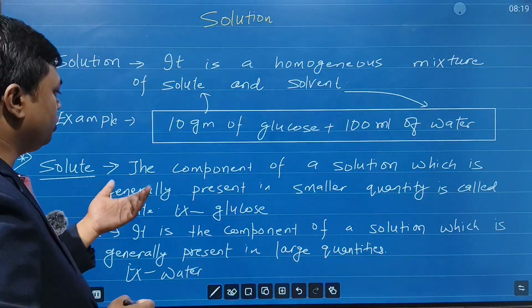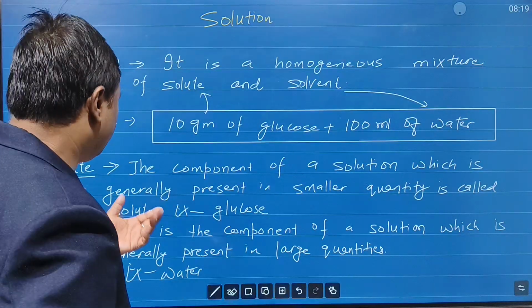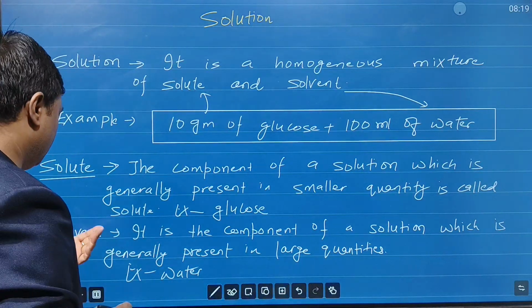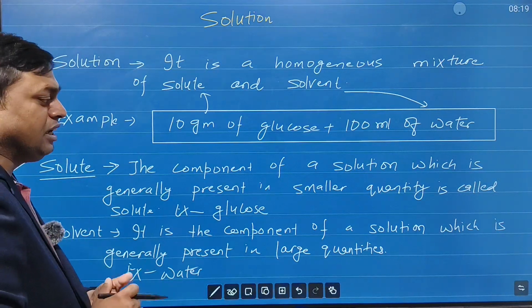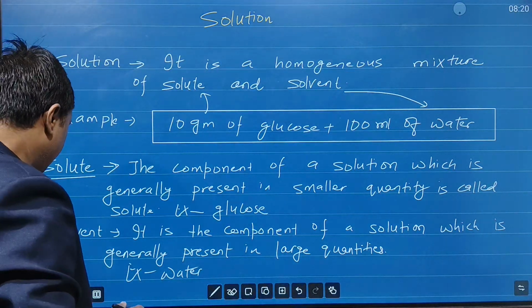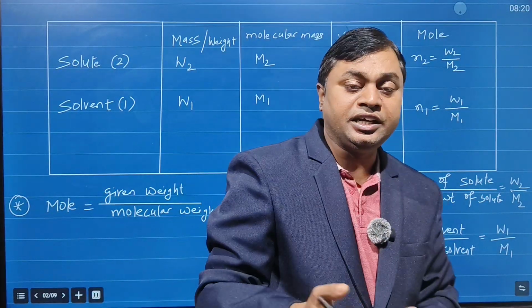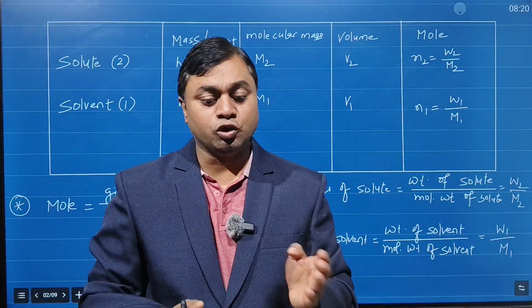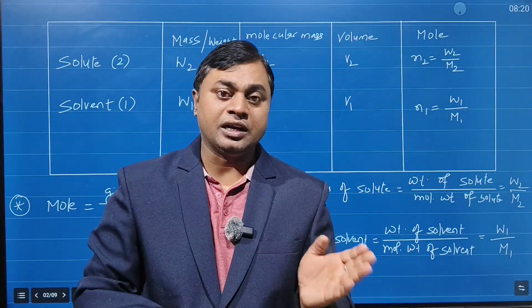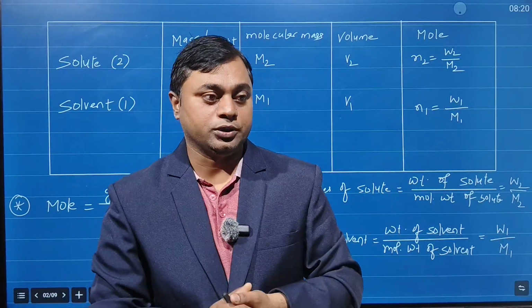You can see the definition. Solute, the component of solution which is generally present in a smaller quantity is called a solute. Example here in this case glucose. Solvent, it is the component of the solution which is generally present in large quantity, yes or no? If the number of components is 2, it is generally called a binary solution. If it is 3, ternary solution. If it is 4, quaternary solution. So based on the number of components we can classify solutions also: binary solution, ternary solution, quaternary solution.